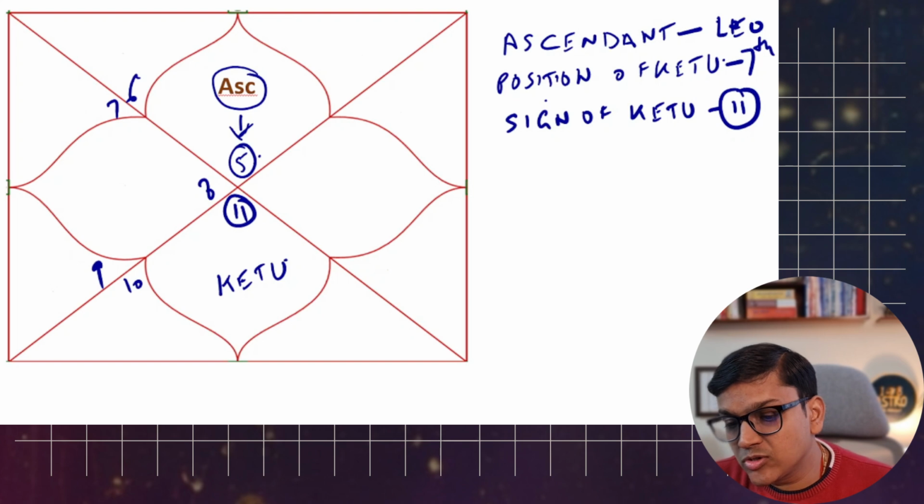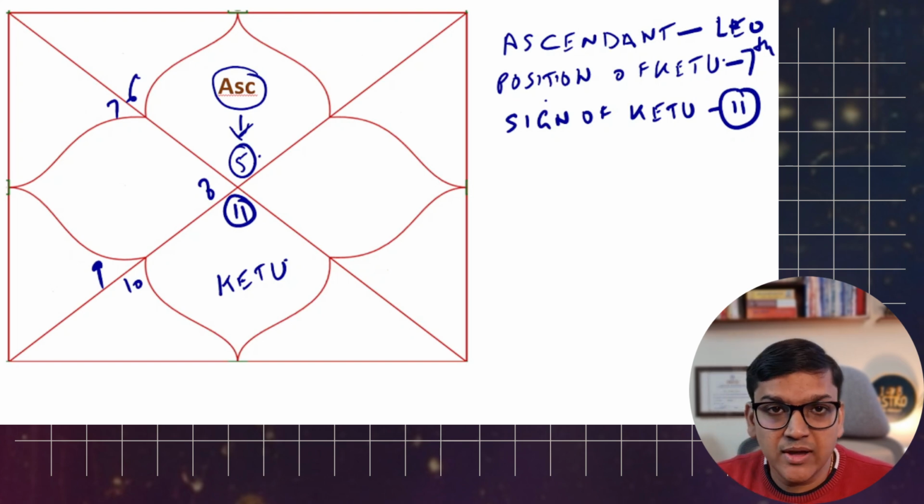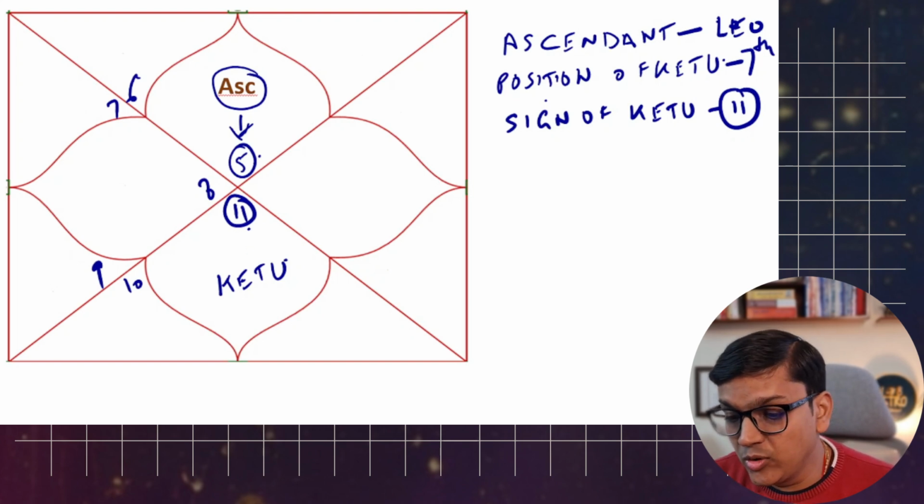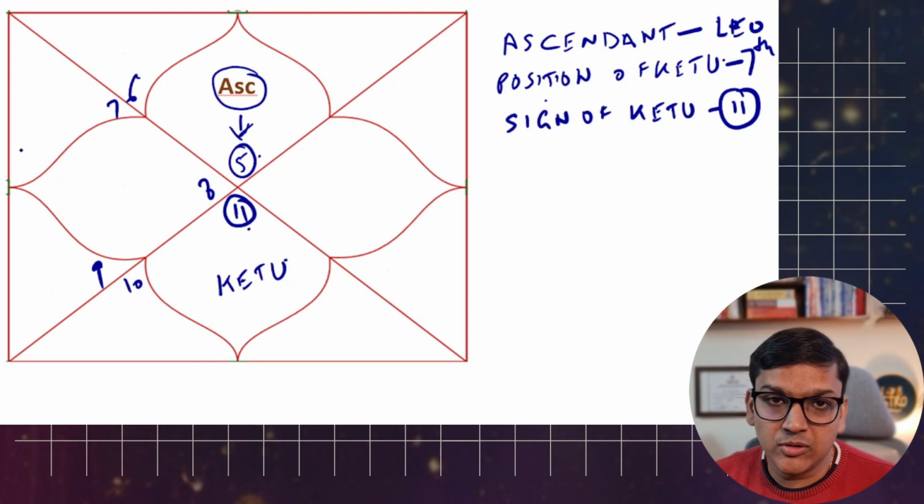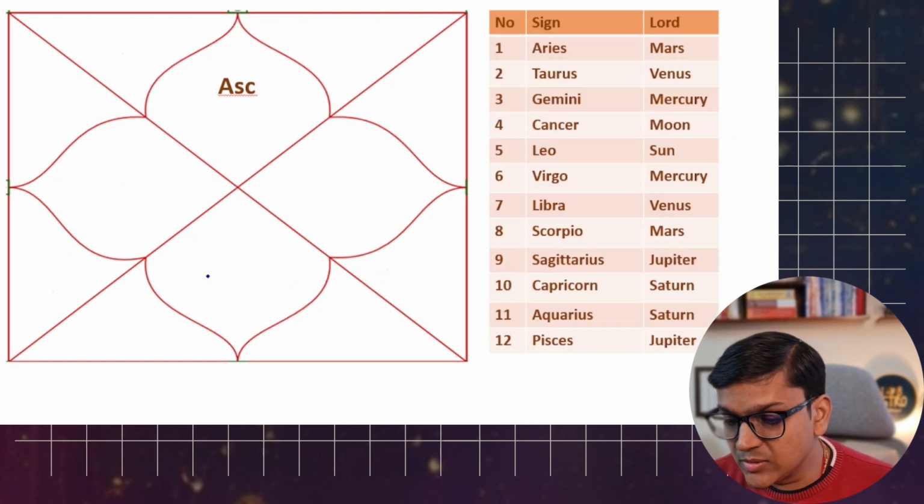So the first three things we have understood, and also we need to know where the owner of this particular house is. So what is the owner? Suppose Ketu is sitting again here in the 7th house and the number was 11. Wherever Ketu is, just note down that number, and from this table you can see where the number 11 is. 11 is Aquarius. Aquarius is owned by Saturn.